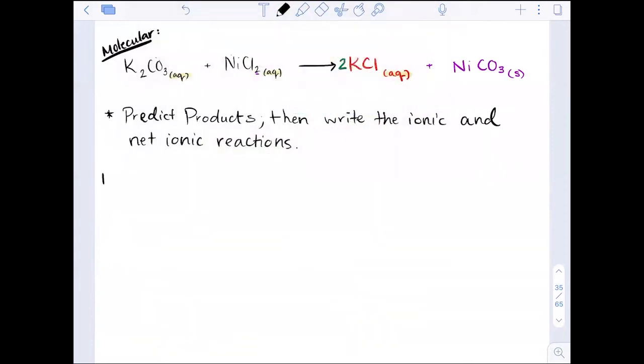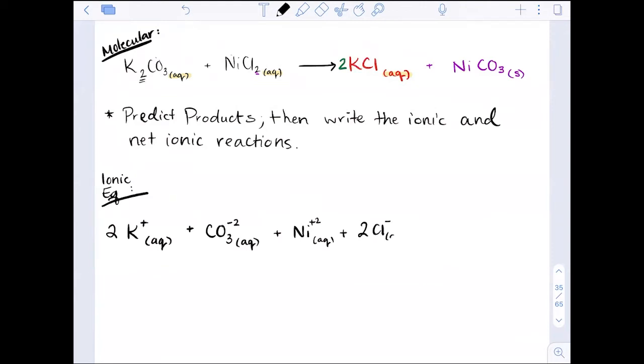In my ionic equation, remember, those subscripts tell you how many are present. There are 2 potassiums. We just did that in the balance, so this shouldn't be something too far off, already fresh in our mind. There are 2 potassium plus 1s for every 1 carbonate. Don't forget, states for each component. Nickel plus 2, aqueous, and 2 chlorides, aqueous.